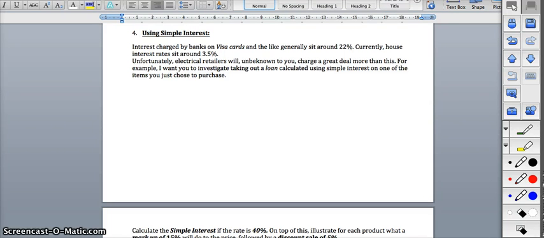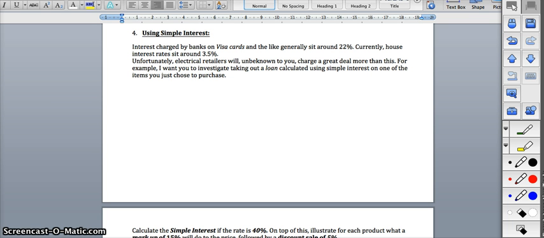Okay, so the next bit is using simple interest. Hands up if your parent's got a Visa card. Most of you will have a parent that's got a Visa card. The good thing about Visa cards is that you can put items on that and you don't have to pay for it up front, and that's all sweet.